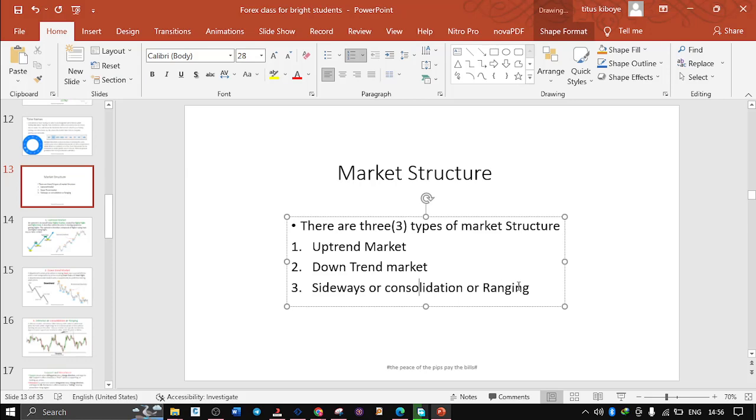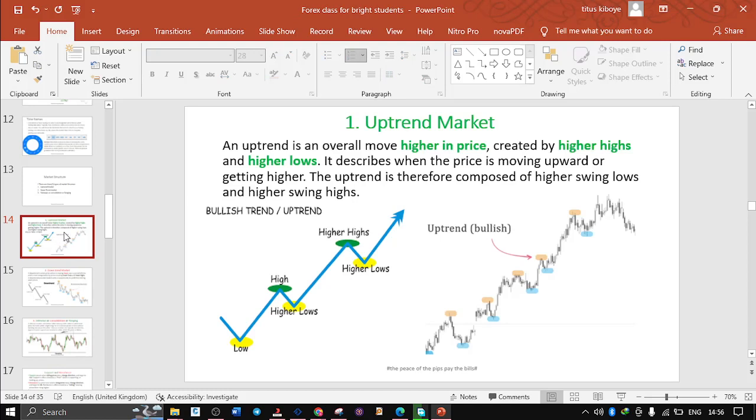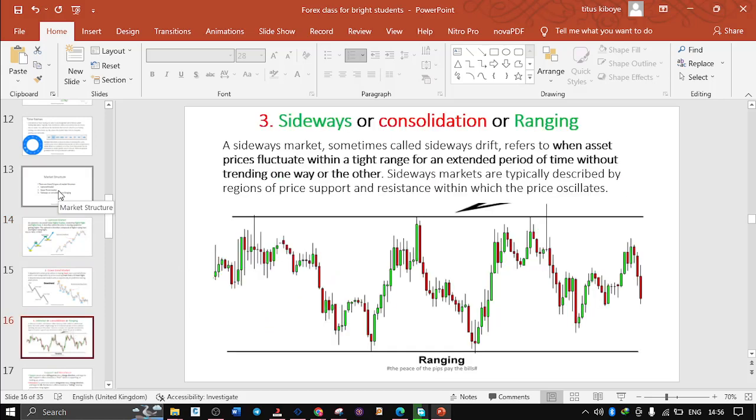If I may ask, in an uptrend, we are doing what? We look for opportunities of buying. In an uptrend we want to buy, then in a downtrend we look for opportunities of selling. So that third one is called what? The consolidation, the undecided one.